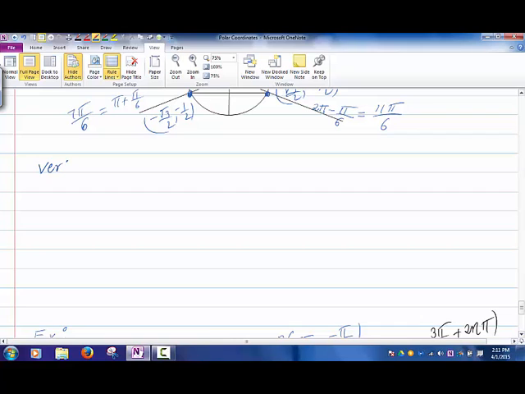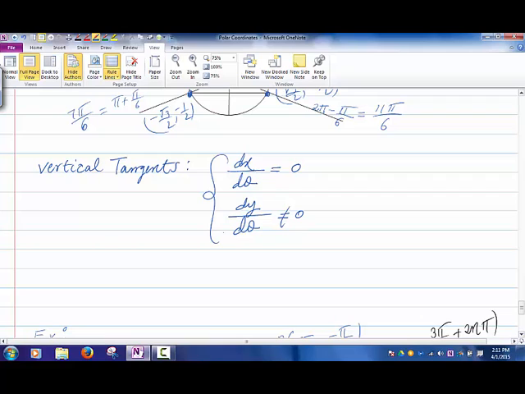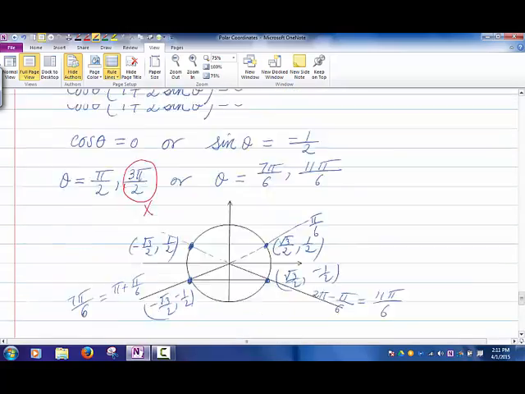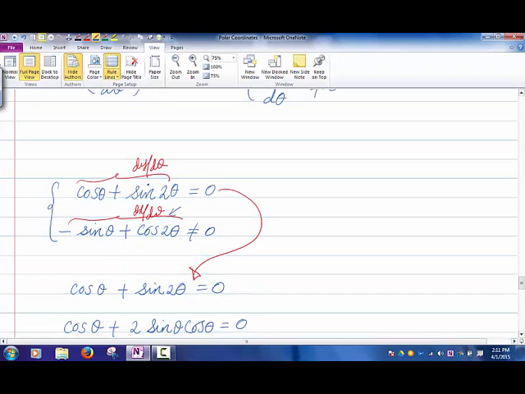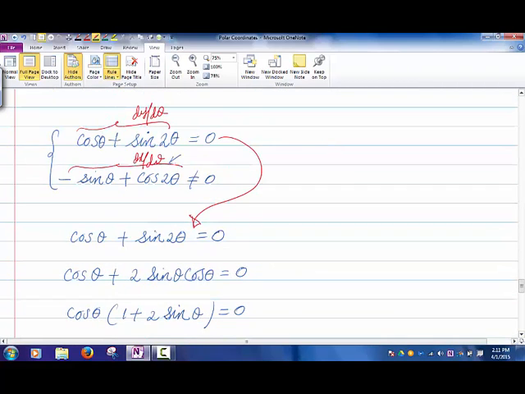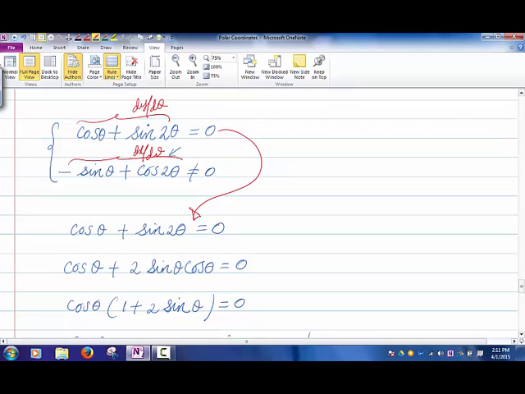You're going to do the opposite. Very good, yes. Vertical tangents. What you're going to do is solve for dx/d theta equals 0, and you want dy/d theta to be not 0. Okay? Am I making sense? And what was dx/d theta? dx/d theta was negative sine theta plus cosine 2 theta, right? Am I making sense?